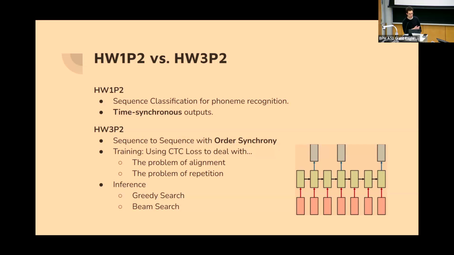And then we're also going to go through the inference process for something like homework 3 part 2, and for this we're going to discuss using greedy search to do inference, and then also beam search. So first up is training.